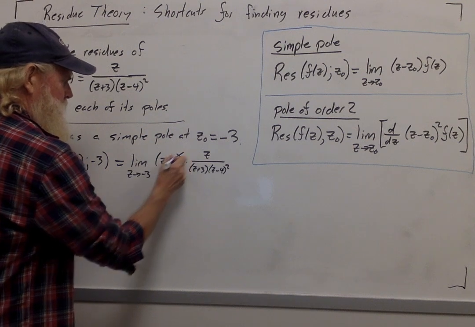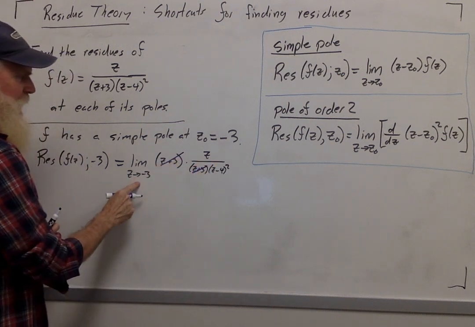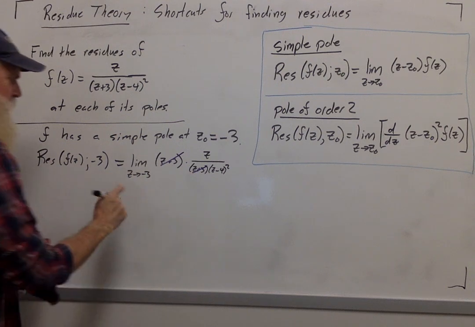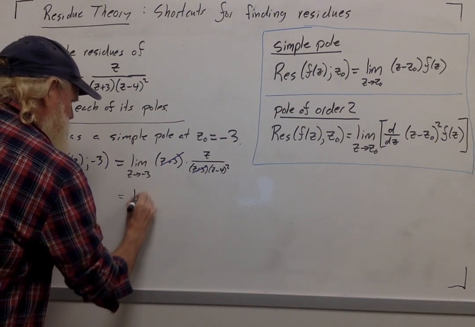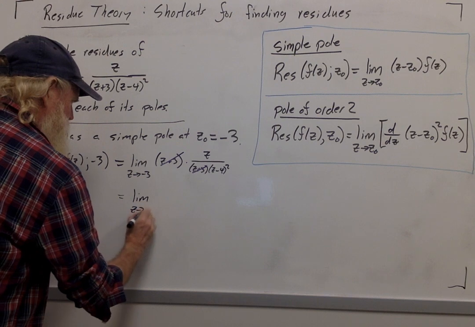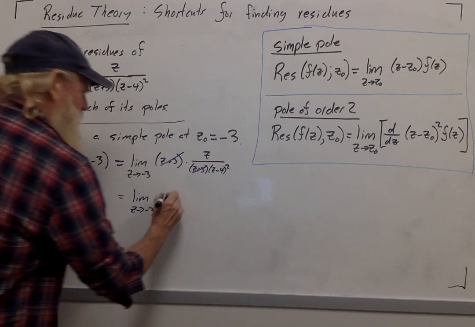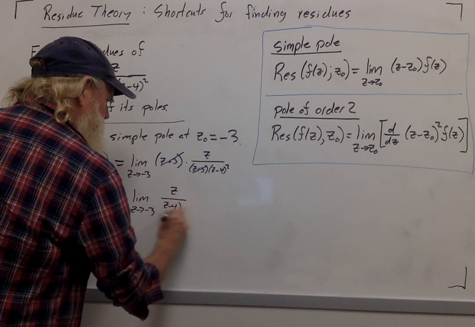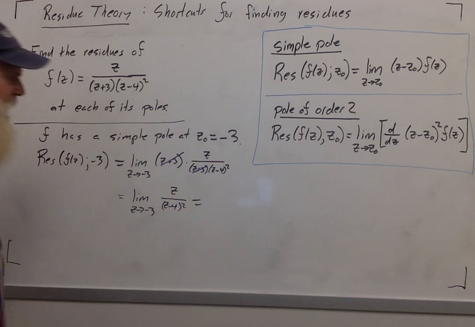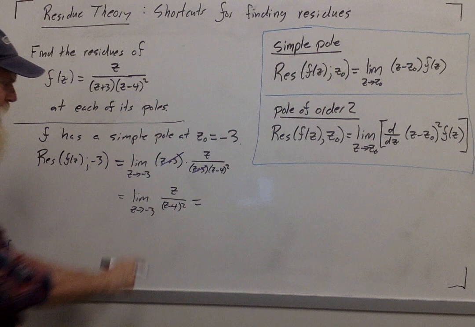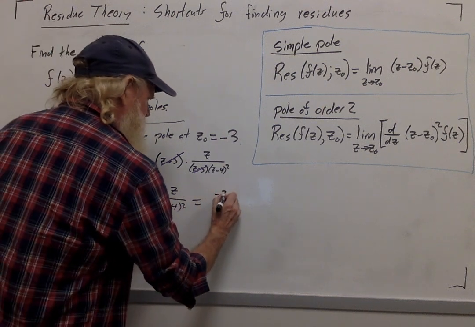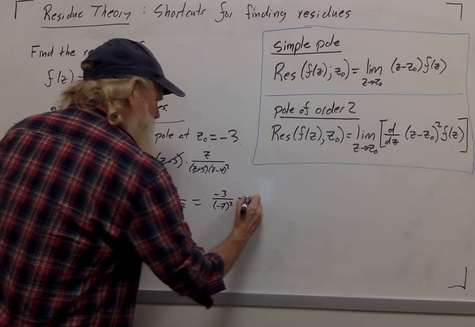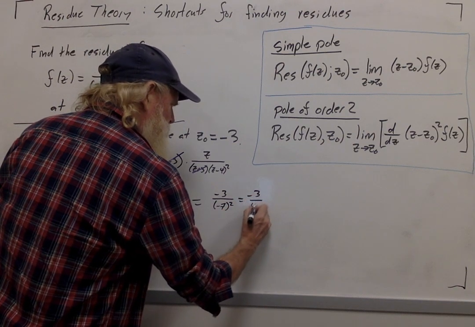Notice here, just like in Cal 1, before we evaluate this limit, which is in indeterminate form, I can cancel the z plus 3's, giving me the limit as z goes to -3 of z over (z minus 4) squared. And I can find that limit by direct substitution. Plugging in the -3, I get -3 over (-7) squared, or -3 over 49.